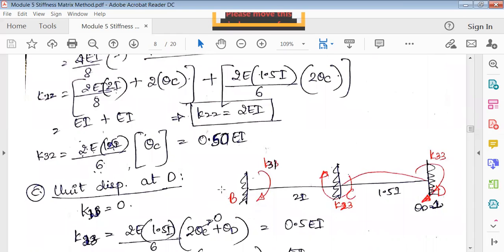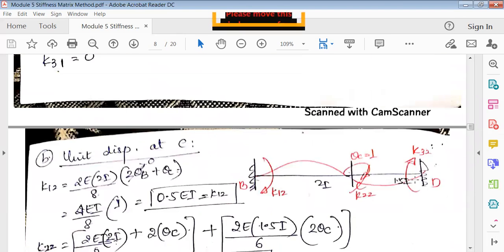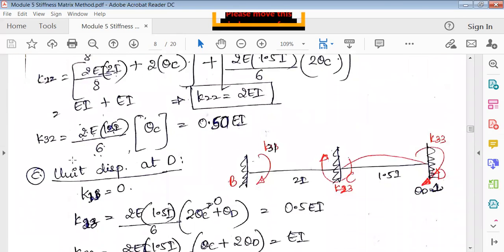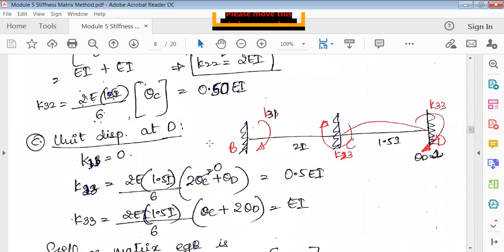Next, at D. Next, apply unit displacement at D. That means fix all other two supports, release joint D. When you release joint D, theta D is equal to 1. So theta D is equal to 1 now. So only CD is getting deformed. The other two supports are fixed. Okay, so mark this B, C, and D. Then mark this rotation now.